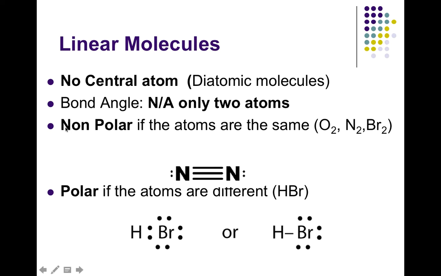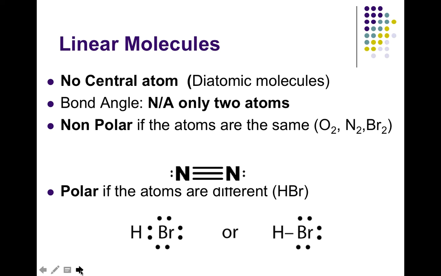Essentially, linear molecules are nonpolar if the atoms are the same. So any of the diatomics, where it says molecular polarity, you can say it is nonpolar if the atoms are the same. And it's polar, we can see the ends, if the atoms are different. Okay, so that's the first row.